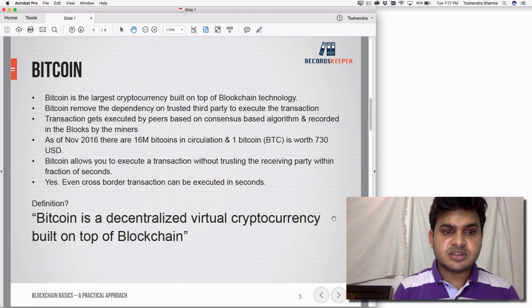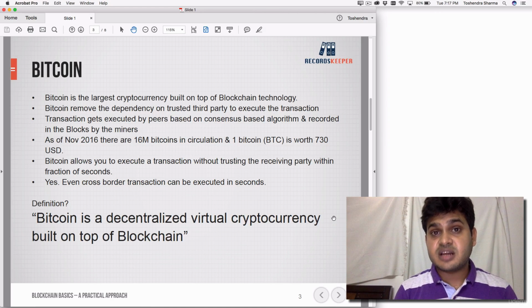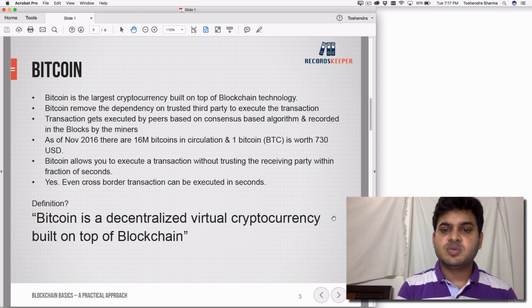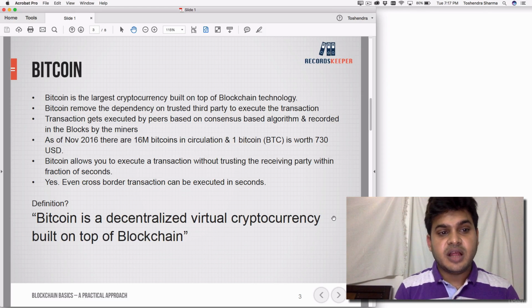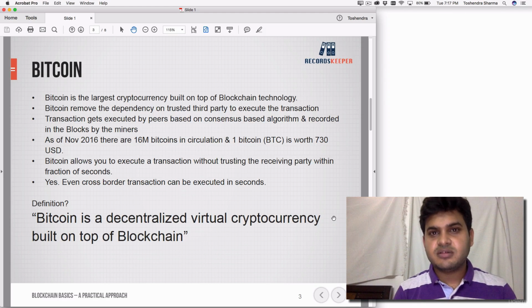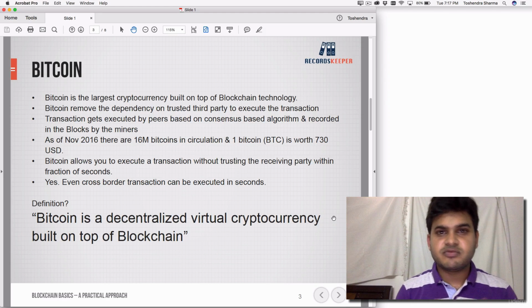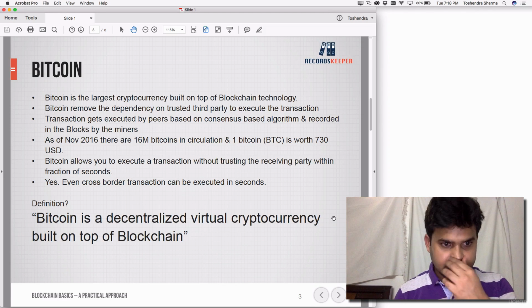As of November 2016, there are 16 million bitcoins in circulation. So there are limited bitcoins available in the market, and one bitcoin is currently worth 730 US dollars. It's a very expensive currency right now, and it's like a market share, like Google shares, which are around $400 to $500 per share, something similar to that. The cost generally varies because it depends on many things.